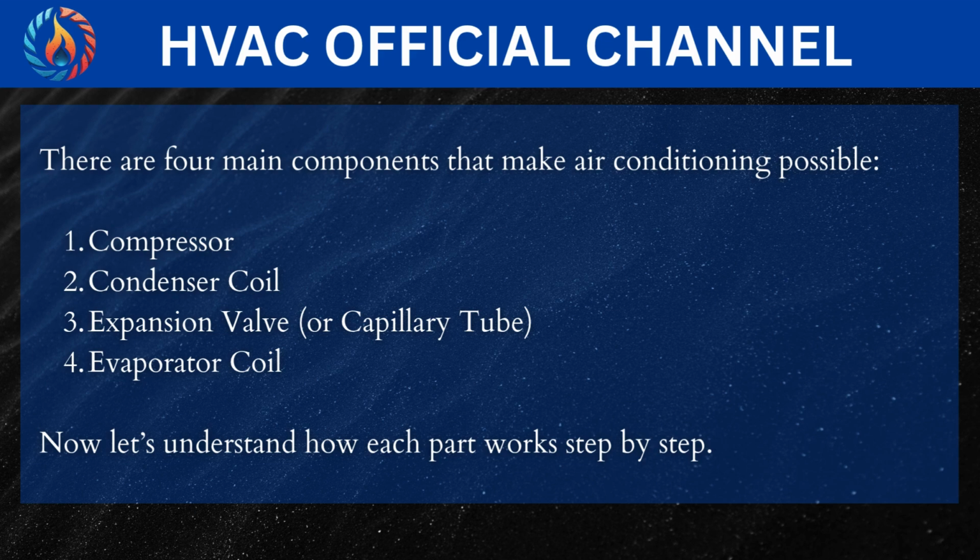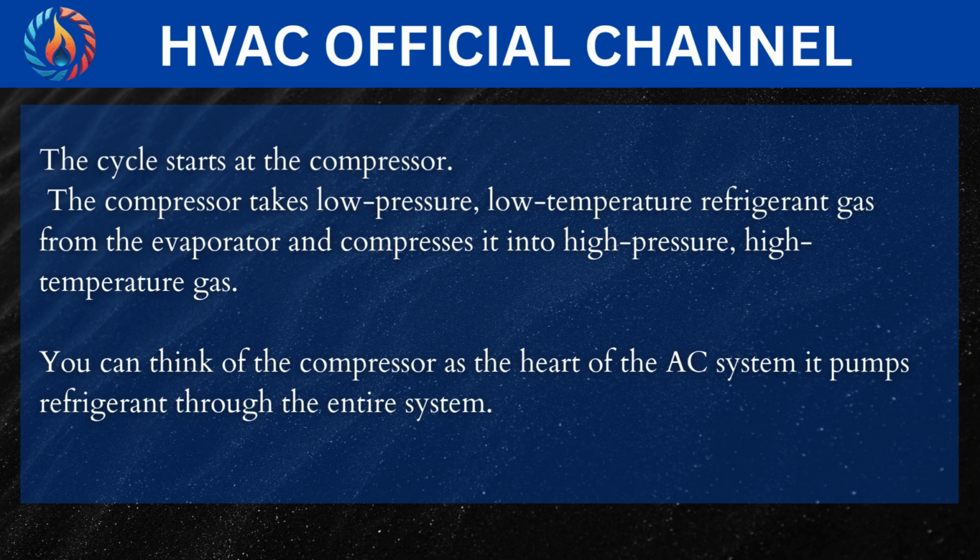There are four main components that make air conditioning possible: compressor, condenser coil, expansion valve or capillary tube, and evaporator coil. Now let's understand how each part works, step by step. The cycle starts at the compressor. The compressor takes low-pressure, low-temperature refrigerant gas from the evaporator and compresses it into high-pressure, high-temperature gas. You can think of the compressor as the heart of the AC system. It pumps refrigerant through the entire system.